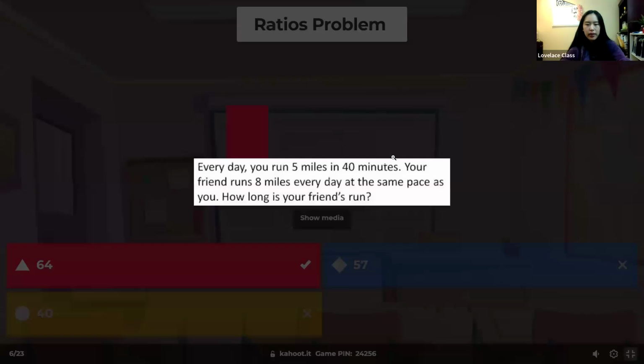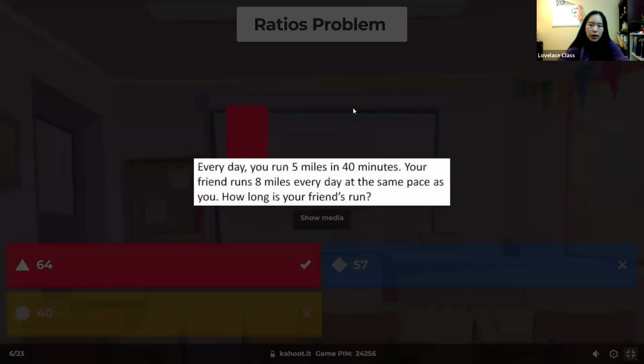It's 5 miles to 40 minutes. So 8 miles to some number of minutes. Well, we see that 40 equals 8 times 5, right? So minutes is going to be 8 times the number of miles, because you're running at 1 mile takes you 8 minutes, right? So in this case, 8 times 8 is 64.